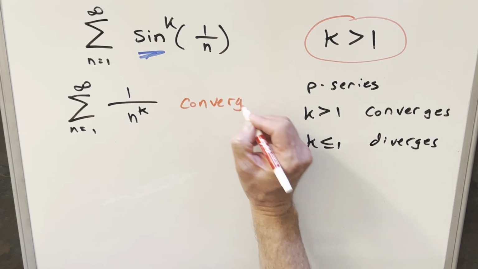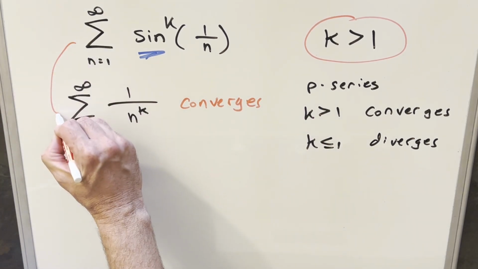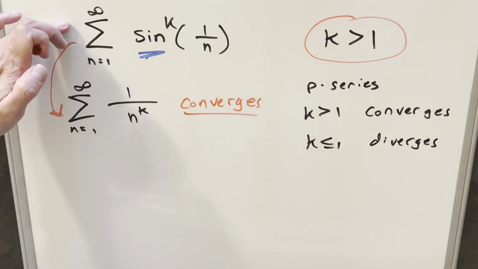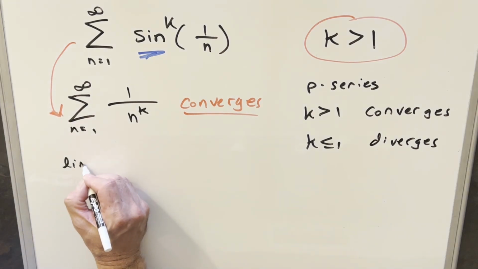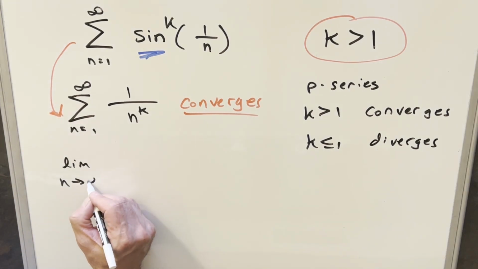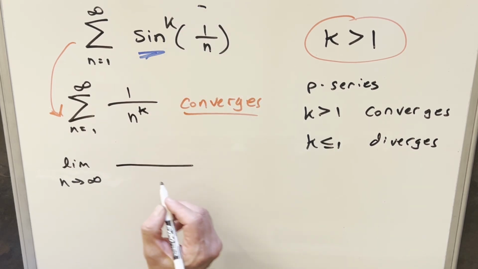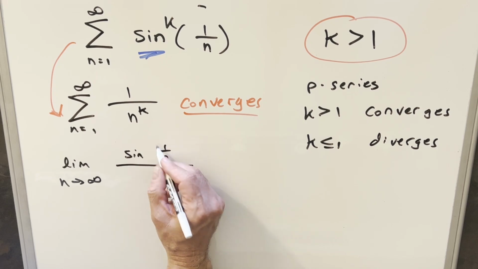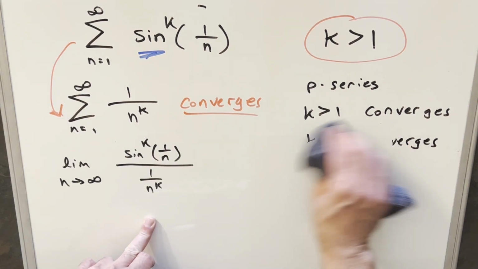And I want to use the limit comparison test, comparing this to this, because if the test passes, then this is going to have the same convergence as this. So we want to take the limit as n goes to infinity of this thing over this thing. You can do this fraction either way. I think it's typically done this way, but it's not going to matter what you put in the numerator or denominator.